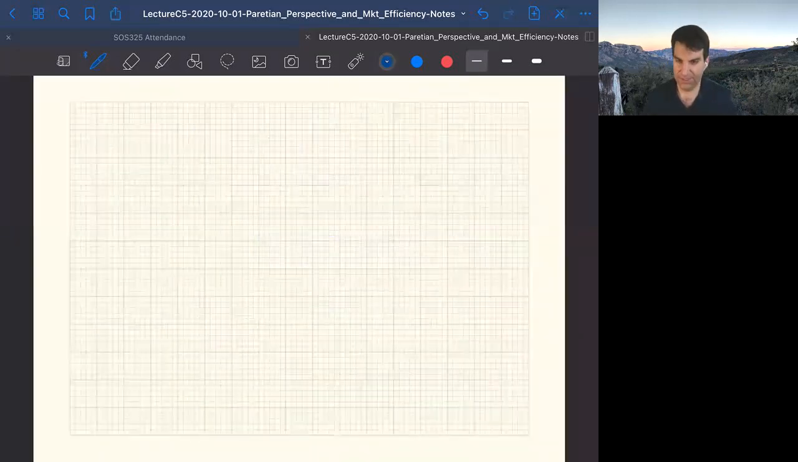All right, so that's the demand curve. The other curve that we worry about in markets is the other half of it, the supply curve.